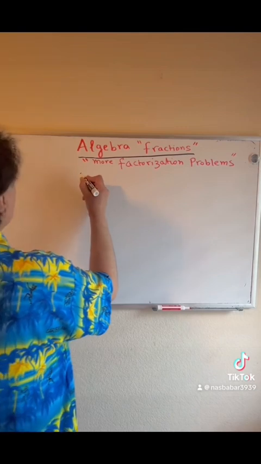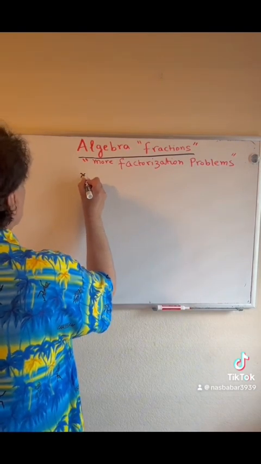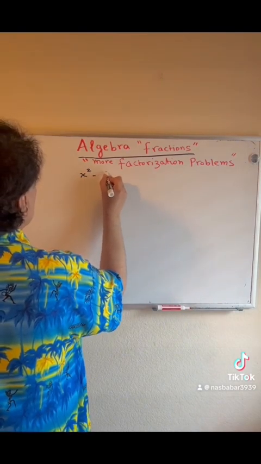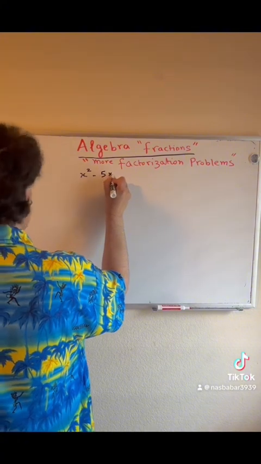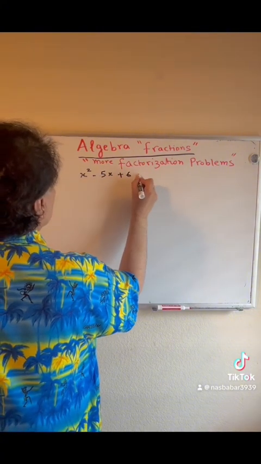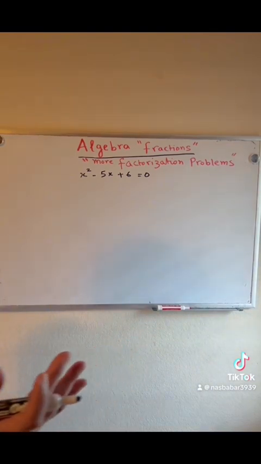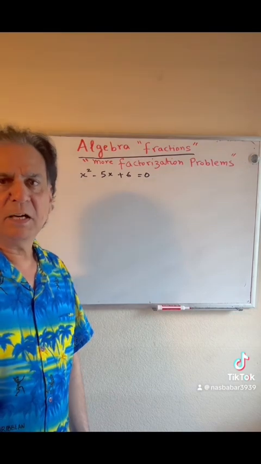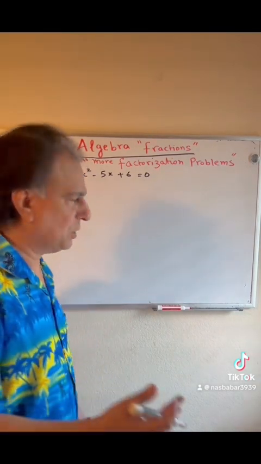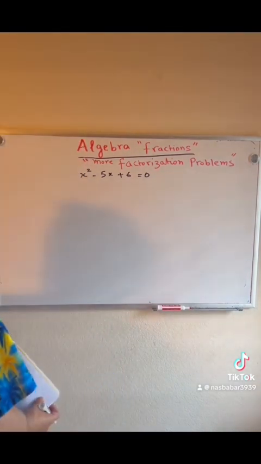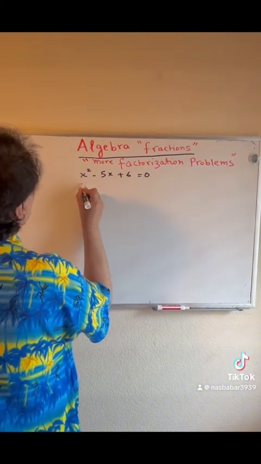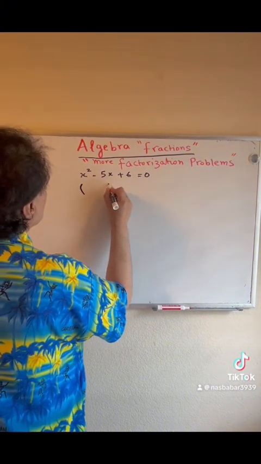So let's say you are given x squared minus 5x plus 6 is equal to 0. And you've been asked to find the factors. Now most of you guys already know that, but this is just basically a revision. So the way I do it, I put two brackets right here. I say like this, all right?